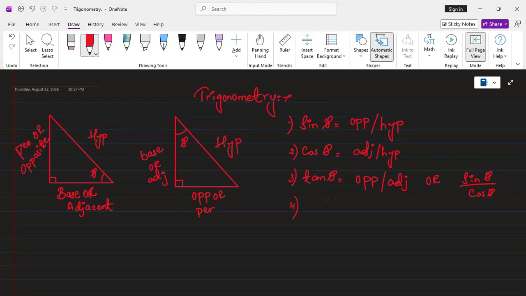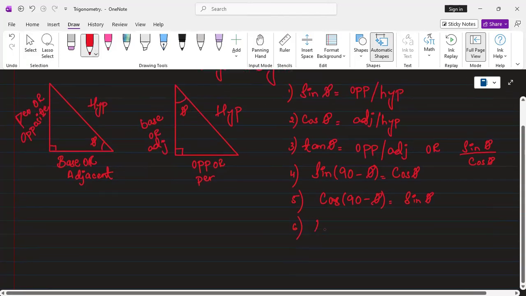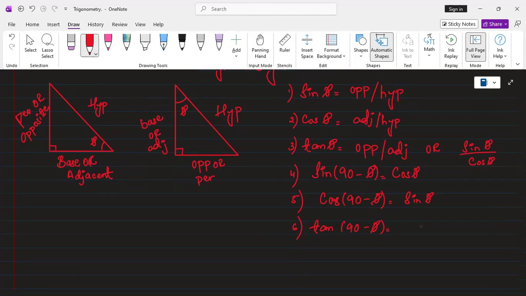Now let's talk about what sine 90 minus theta is equivalent to. Sine 90 minus theta is equivalent to cos theta, and then cos 90 minus theta is equivalent to sine theta, and then there's another identity which says tan 90 minus theta is equivalent to 1 over tan theta.